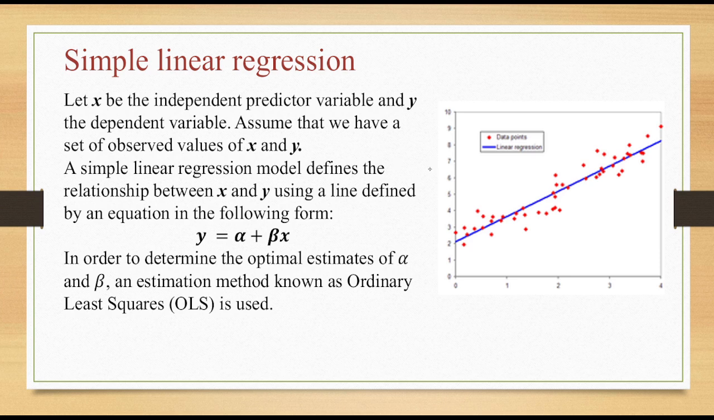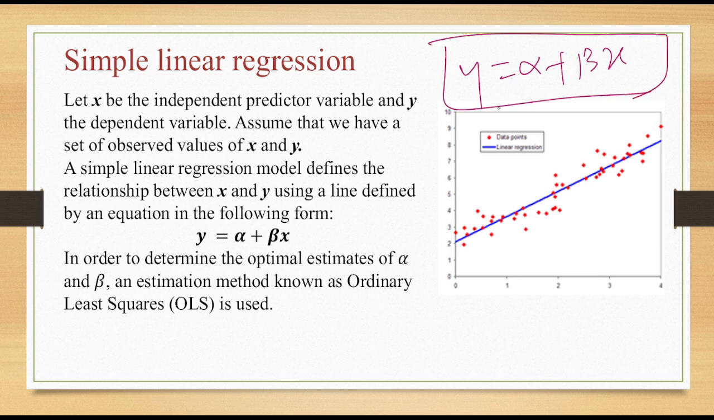As we have discussed, this is y equal to alpha plus beta x. If we have this model, then we can say this is the simple regression model, as we also discussed. Here x is the independent variable and y is the dependent variable, as written here. So what does it say further?